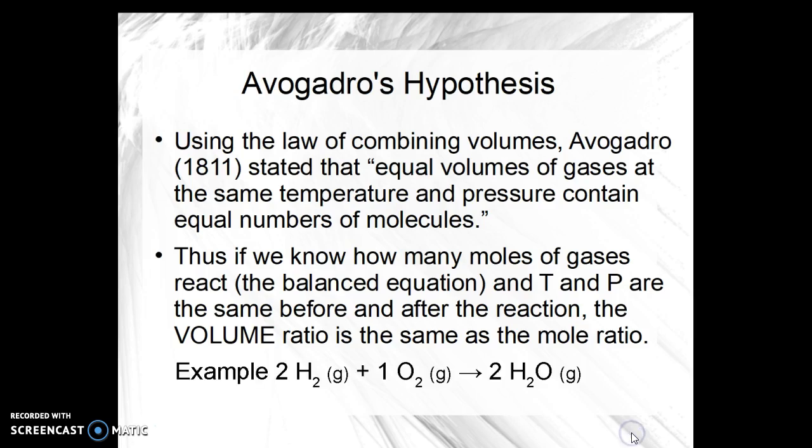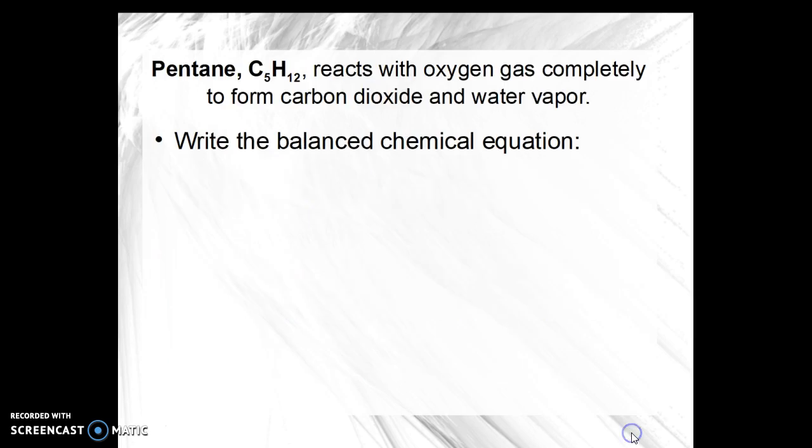For example, we know that 2 moles of hydrogen react with 1 mole of oxygen to form 2 moles of steam, that is, water vapor. Now, if the hydrogen, oxygen, and steam are measured at the same temperature and pressure, for instance 500 Kelvin, maybe 2 atmospheres, the same before and after the reaction, then we could also say that 2 liters of hydrogen would react with 1 liter of oxygen to form 2 liters of steam.